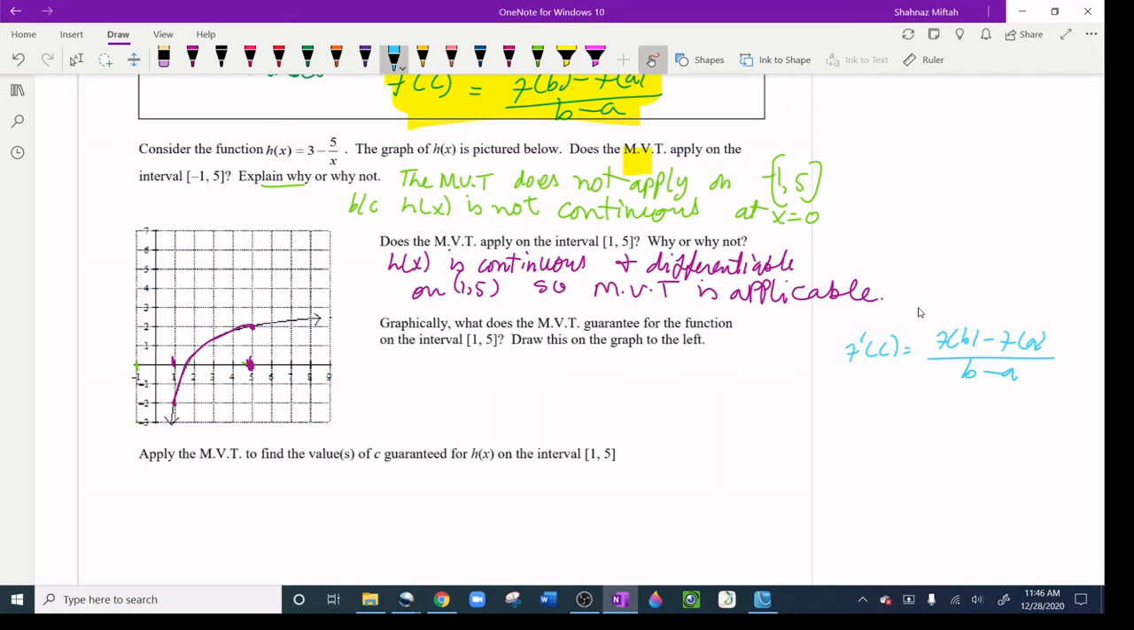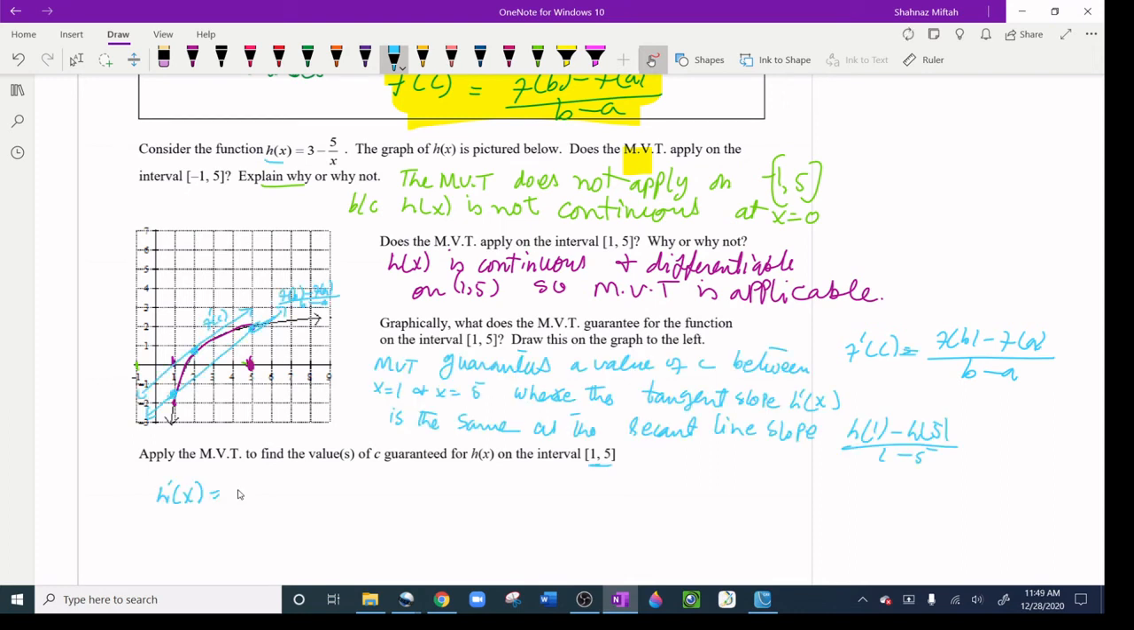I'm going to take a derivative, h prime of x, first. Let's rewrite the question first. I don't want to use the quotient rule. If I can avoid the quotient rule, I'll do it. So I'm going to go h of x equals 3 minus 5 over x. I'm going to rewrite that. It's going to give me h of x equals 3 minus 5x to the negative 1.